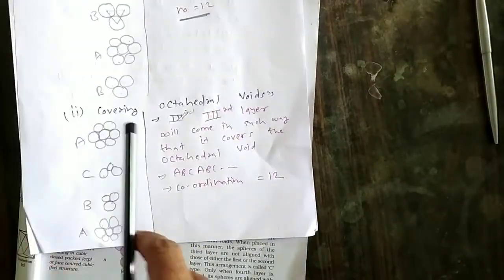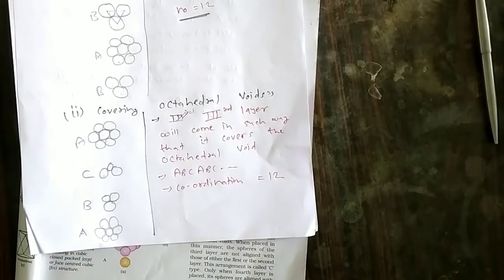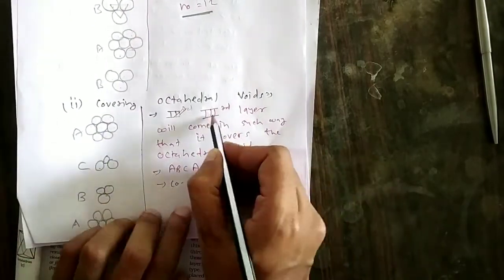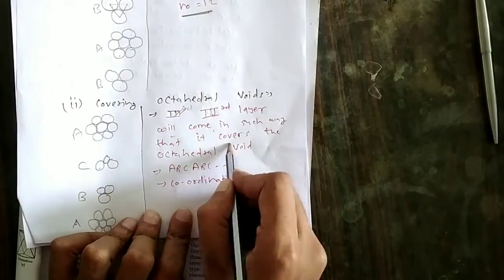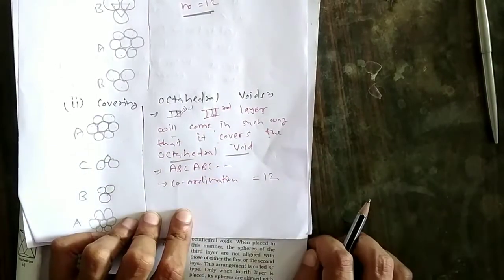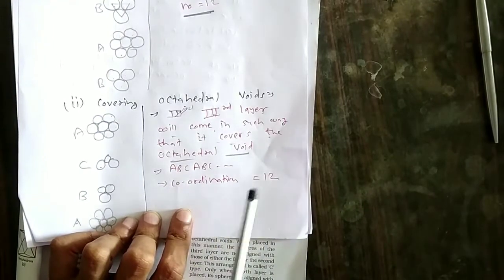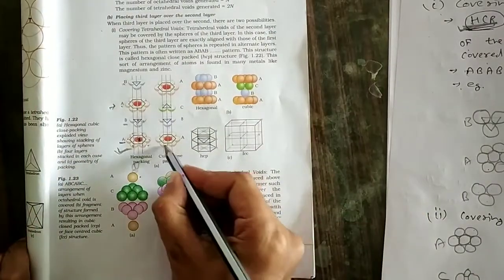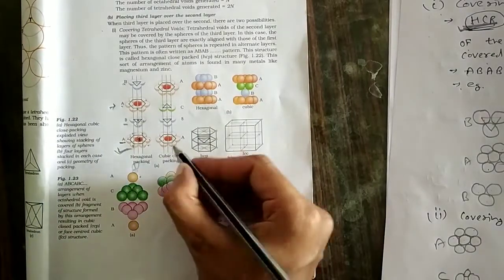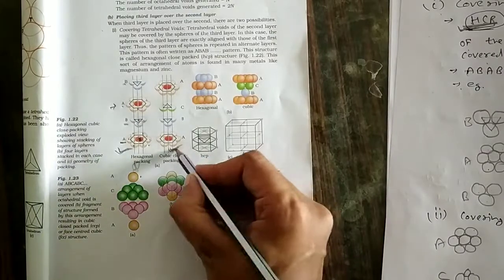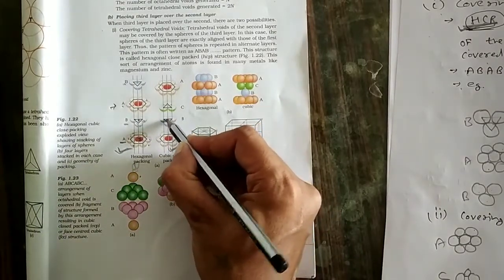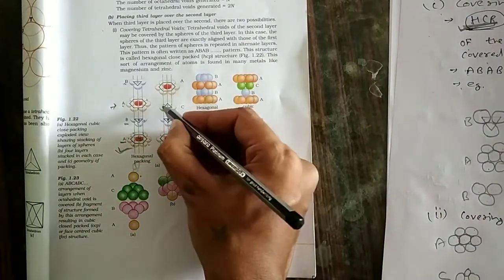Okay, now the last one, covering octahedral voids. Now here the third layer will come in such a way that it covers octahedral void. In the previous one it covered the tetrahedral void; in this one it will cover the octahedral void. Look here in this figure. First layer, that is our hexagonal close packed layer in 2 dimensions. Okay, then this is our octahedral void, and these 3 atoms of the C layer will try to cover that octahedral void.